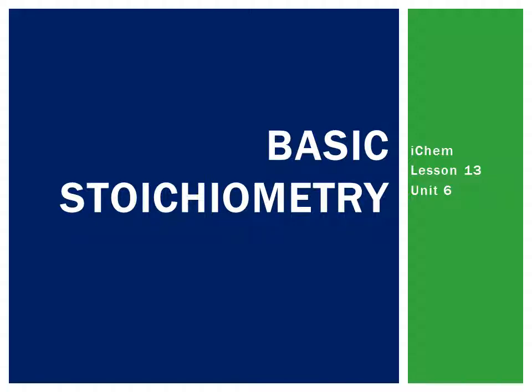Okay, welcome to iChem lesson 13 on basic stoichiometry. We are basically going to combine units 4 and 5 here and add one more step to our dimensional analysis, one more ratio.